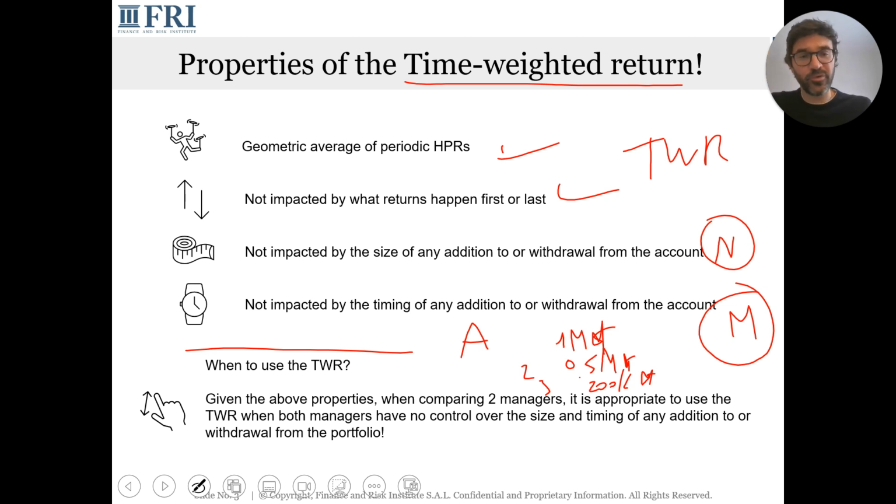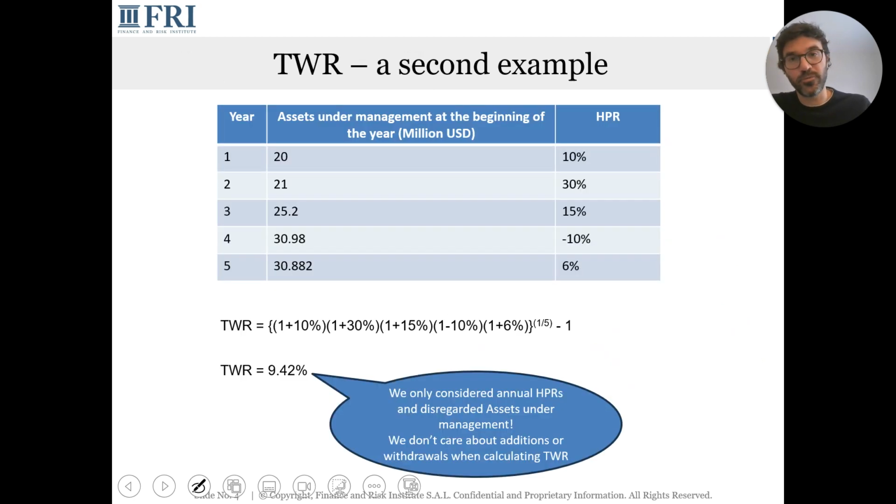So if you were to compare the performance of managers M and N, you must use a time-weighted rate of return if it is the client who controls when and how much to add to or withdraw from the portfolio. Because if you don't, one of the managers will appear to be outperforming the others purely for reasons outside the manager's control, and you should not give them credit for this outperformance. This is why time-weighted rates of return are used when the manager has no control over when and how much the investor adds or removes from the portfolio.